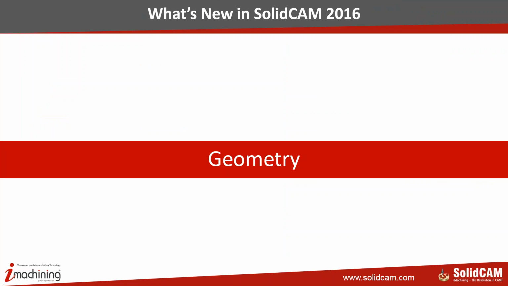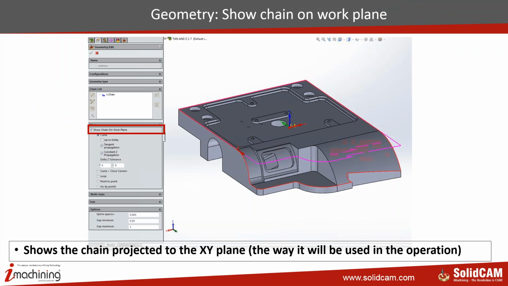Let's now talk about our geometry. In our geometry, we've made it a lot easier now to create chain geometries, and we've also managed to have less clutter in the area of what to choose in order to create your geometry. Now first, we have an option for show chain on work plane, where you can see the chain not only on the part but on the working plane as well.